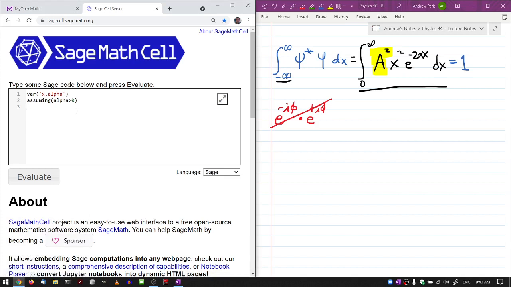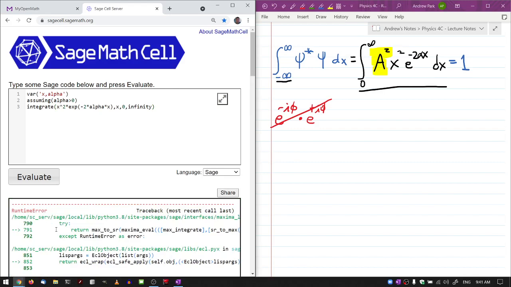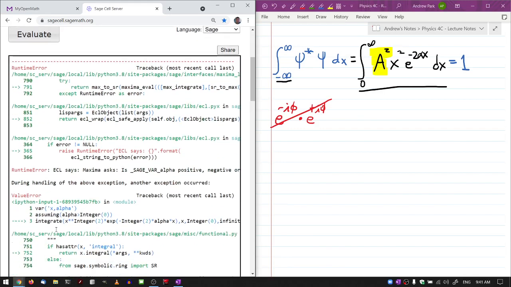And integrate x squared times the exponential of minus 2 alpha times x, with respect to x, from x equals 0 to infinity. And I think that's right. Let me click on evaluate, and let's see what we get. Oh, a runtime error. What did I do wrong?